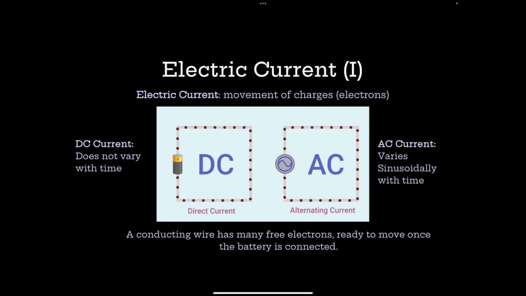Here in the DC current picture, we have current flowing from the positive terminal to the negative terminal of the battery. And in DC current, the current does not vary with time. Whereas in the AC current, we see that the current is oscillating because it varies sinusoidally with time.